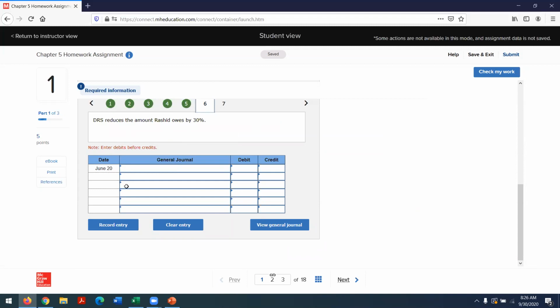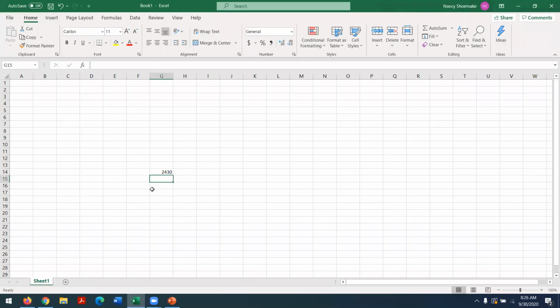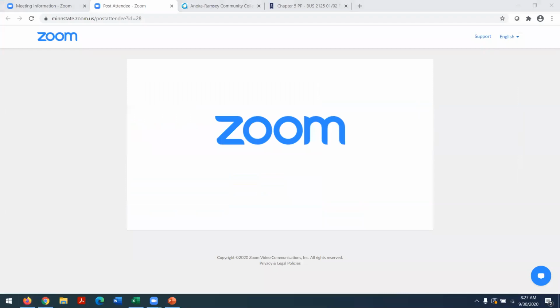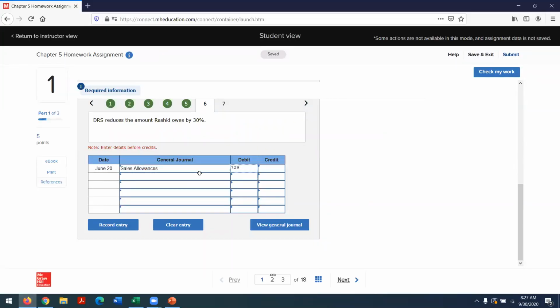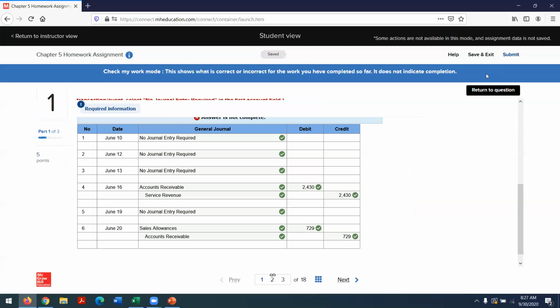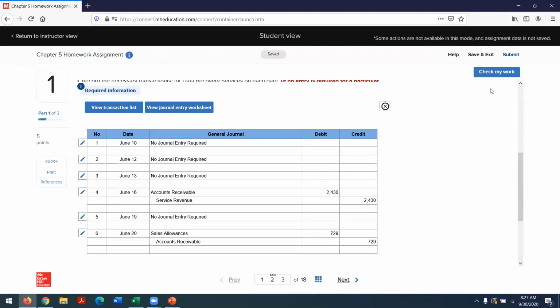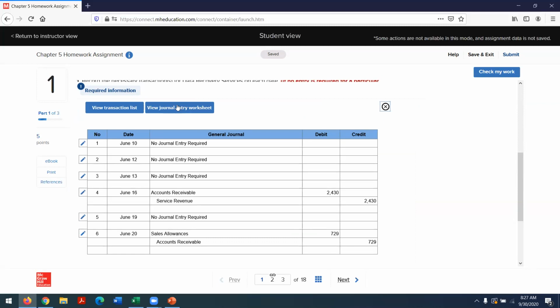DRS reduces the amount Rashid owes by 30%. Debit what? Credit what? Sales allowances. 2,430 times 30% equals 729. Okay, you guys agree with my number? What kind of receivable? Let's make sure I have the right number there. Perfect. Okay. Got it so far? Yes.